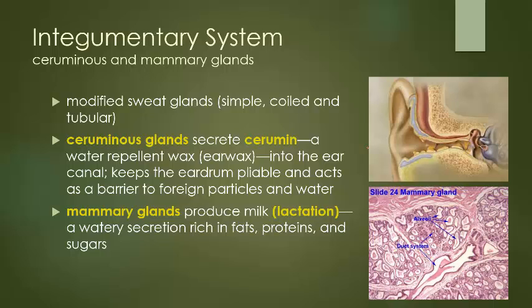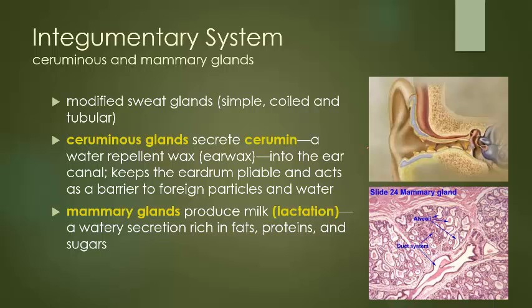The cerumen helps to keep the eardrum pliable and also acts as a barrier to keep out foreign particles and water. So it kind of waterproofs the eardrum and the ear canal as well. Also known as the external acoustic meatus, but we'll get there when we start looking at the skeleton. And then the mammary glands are also modified sweat glands. They produce milk through a process called lactation.